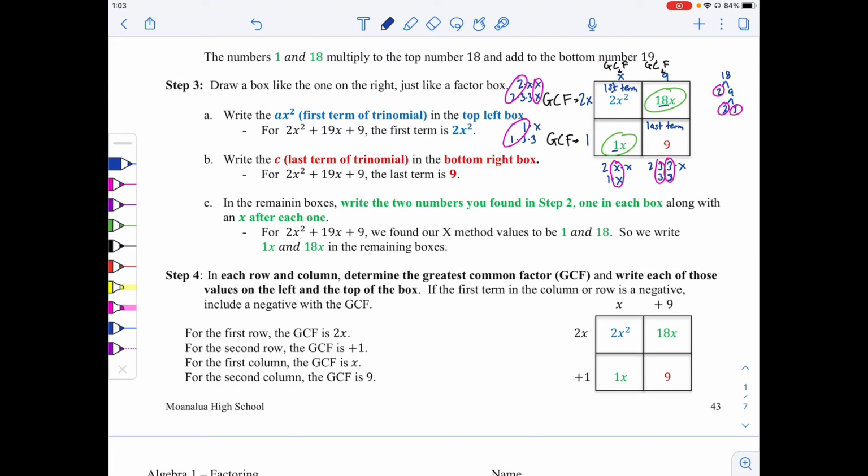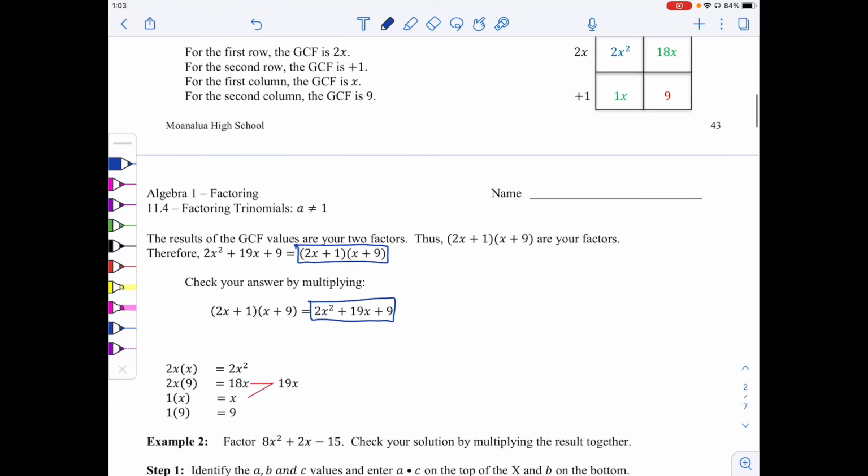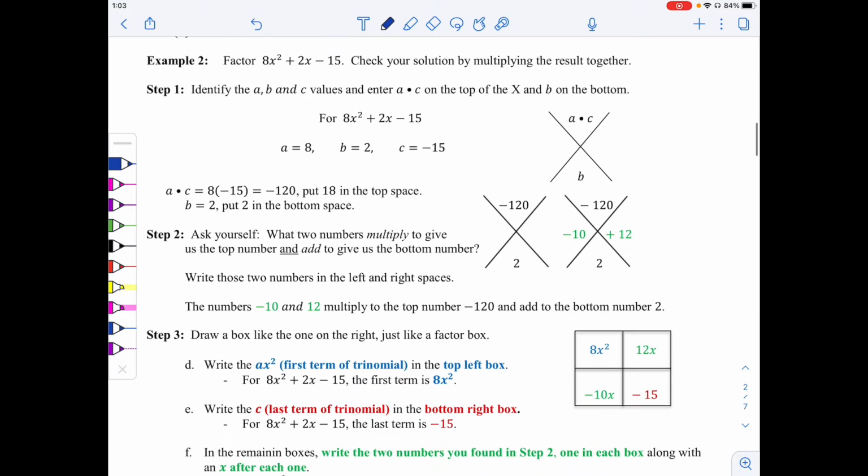Okay, let's do the next one. And eventually it gets faster. You can do it faster.